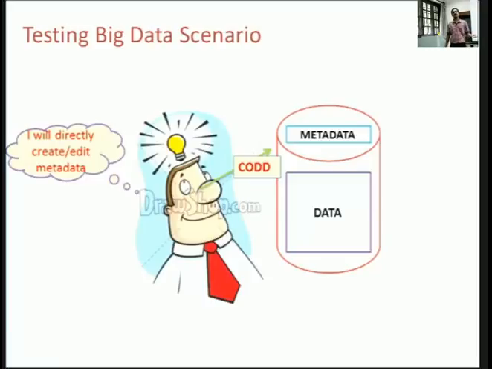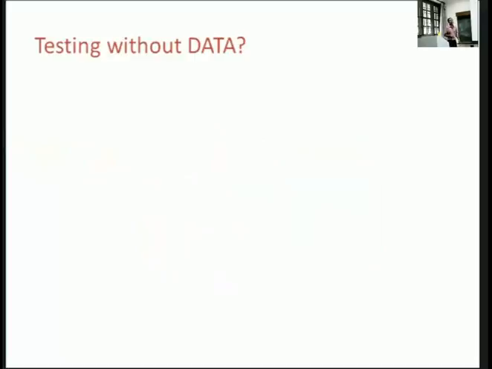I can just, without having that much data, fool the database system by changing the metadata, saying that I have so much data. Okay, and this is what a smart person does. And now see how your plans change. Okay, and that's how you can test. So we have actually simulated big data without having that much data, right?